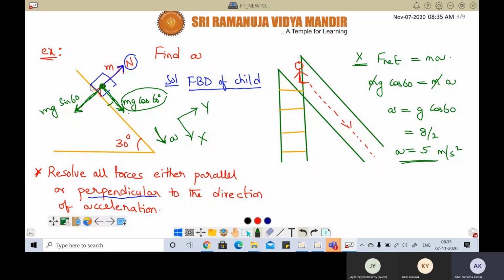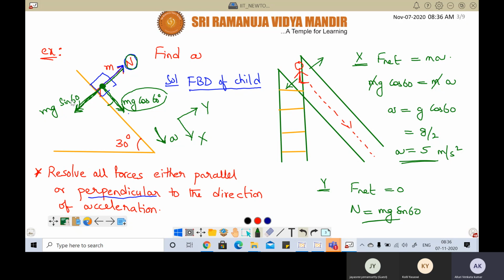Now in this y direction, what will happen? Is the child moving either upwards or downwards? No, no. He will move only along the inclined plane, correct or not? Yes, sir. So the y direction net force should become 0. That means n equals mg sin 60. F net is 0 means n is equal to what? Mg sin 60. Are you understanding?